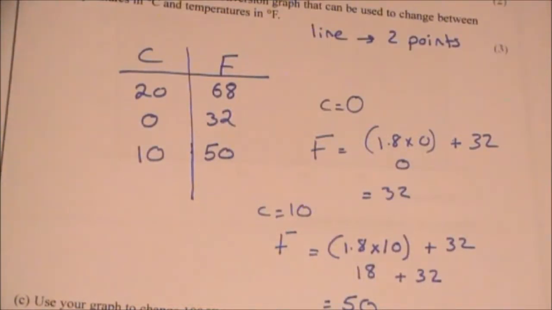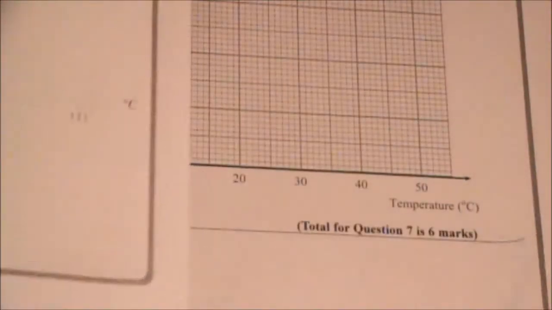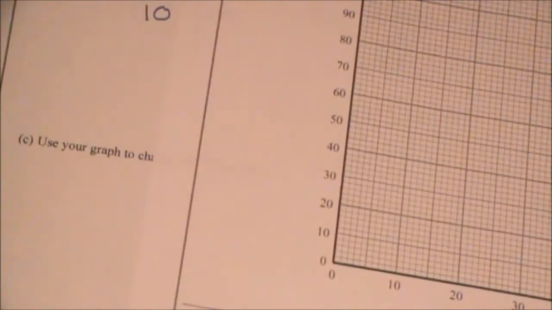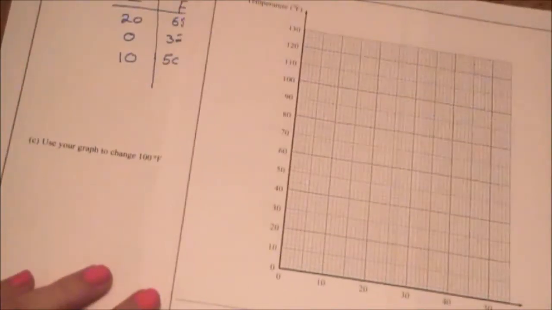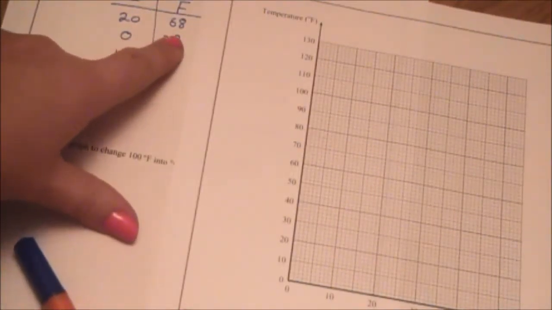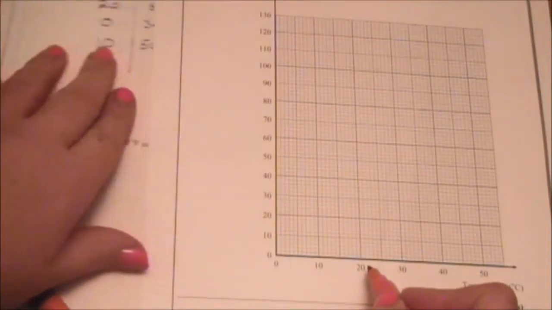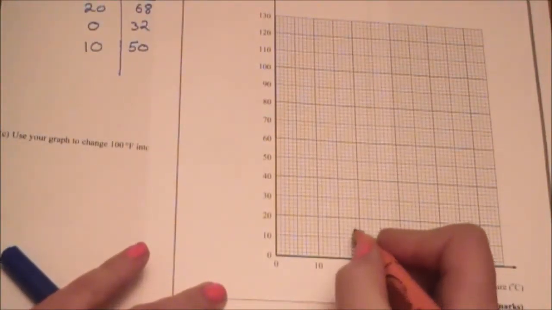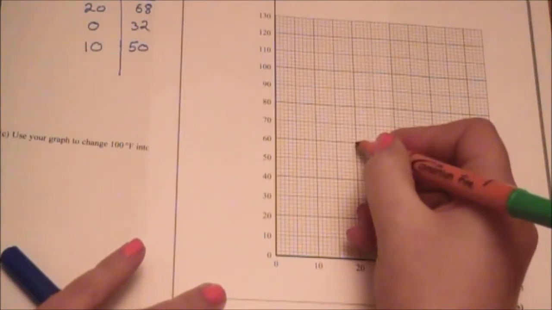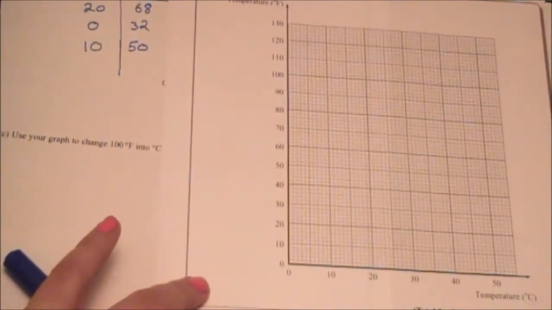Now I've got plenty to be plotting there, so I'm going to plot these 3 points and hope they're all on a line. So here's my graph. Let me zoom out. My first point I'm going to plot will be 20 and 68. So 20 centigrade along the bottom, and it goes up to 68. So there's 60. And this graph, I'm going to zoom in and show you, it's got a bit of an awkward scale. I want 68.